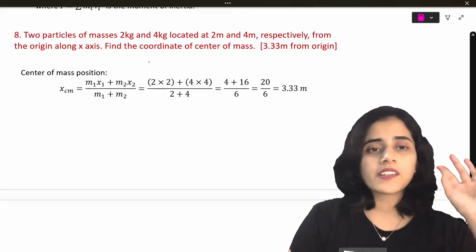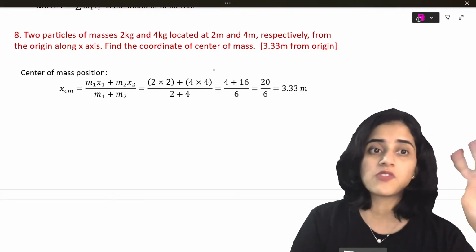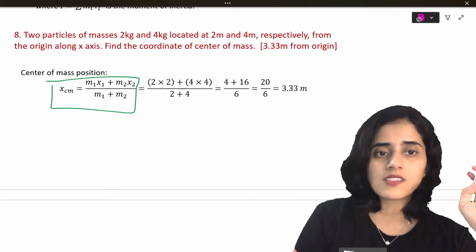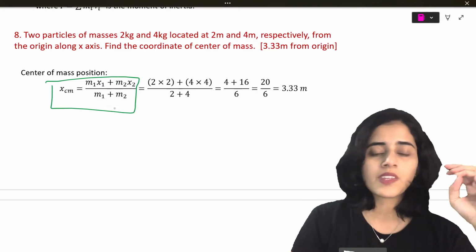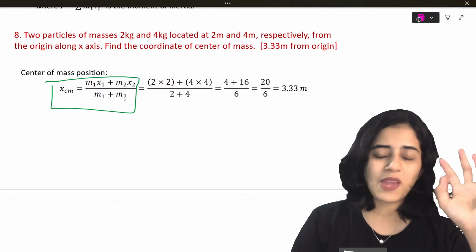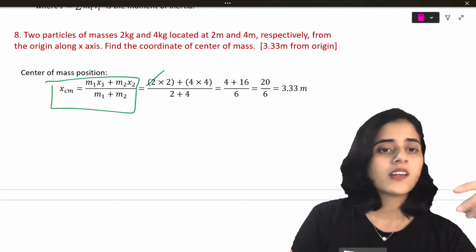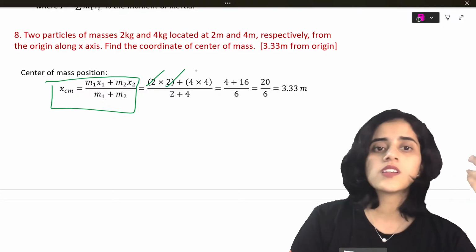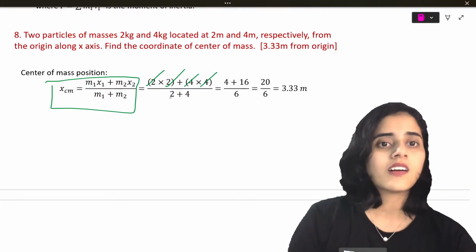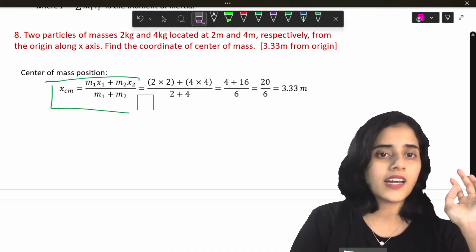Next question. Two particles of masses 2 kgs and 4 kgs are located at 2 meters and 4 meters respectively from the origin along x-axis. Find the coordinates of the center of mass. This is a formula: (m1x1 plus m2x2) divided by (m1 plus m2). Direct substitution. What is the first mass? 2. First distance 2. Second mass 4. Second distance 4. Divided by m1 is 2, m2 is 4. You will just get the answer. Direct substitution.